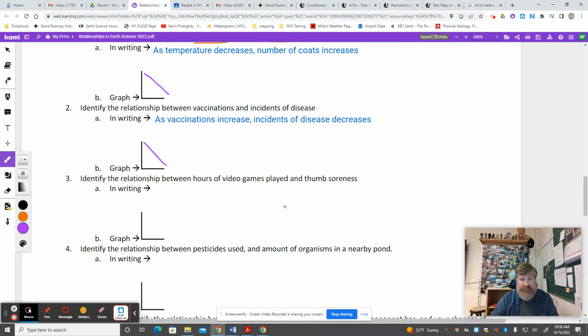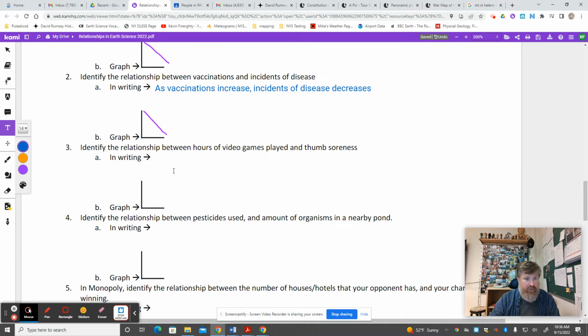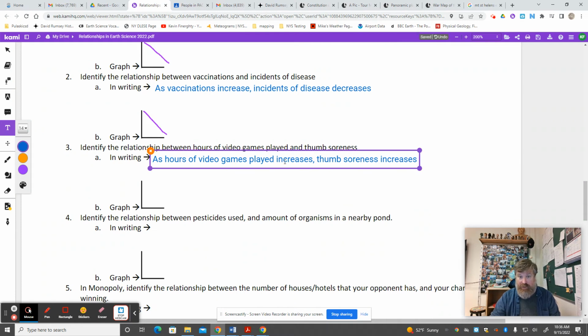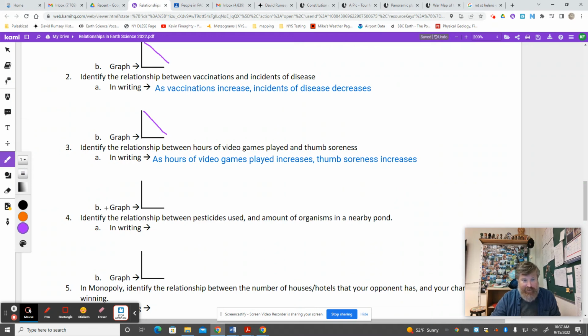Identify the relationship between hours of video games played and thumb soreness. So you're going on a binge, rocking the PlayStation until your thumbs get really, really sore. So that would be as hours of video games played increases, thumb soreness increases. So as one increases, the other increases, or you can do decreases, right? But that's a direct relationship. Both affect each other positively in the same way. That's your increasing graph.